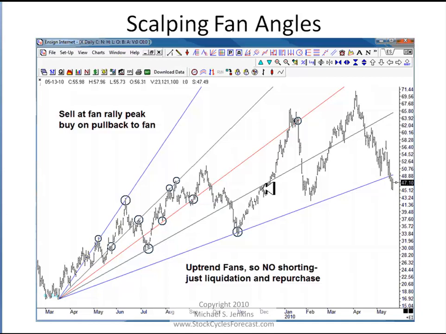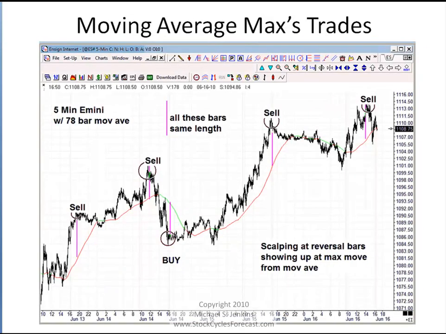And many times you can buy at an angle and they'll keep right on going up to several angles. So use the fan angles as a scalping technique without thinking. When they hit the angle, just mechanically trade. And finally, I mentioned in the moving average section that the cycles gang up on you once in a while.